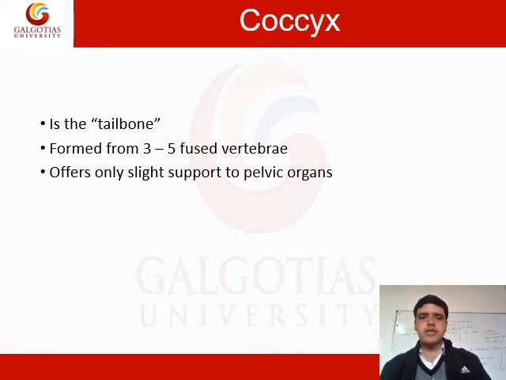Next is the coccyx, also known as the tailbone. It is also formed by the fusion of 3 to 5 vertebrae. So the total number of vertebrae in the infantile or fetal stage will be around 33 or 34, which may vary. The coccyx and the sacrum are formed by the fusion of vertebrae, so ultimately they are counted as single bones, but they also offer slight support to the pelvic organs.